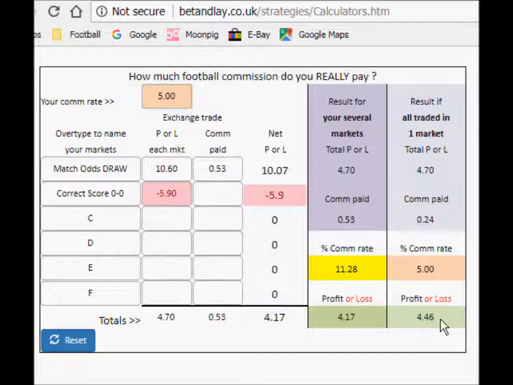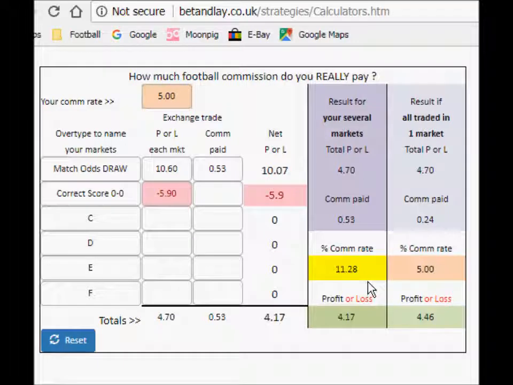Well, if we could do that all in one market, profit would be 4.46, but doing it across the two markets, profit is just over £4 at £4.17. So you can see that trading across two markets, even for such a simple strategy as lay the draw and then bet 0-0 as insurance, it really puts the commission rate way up.